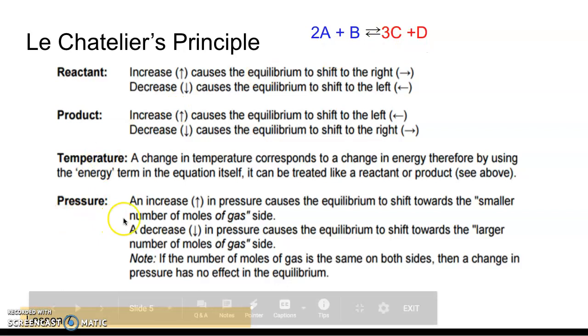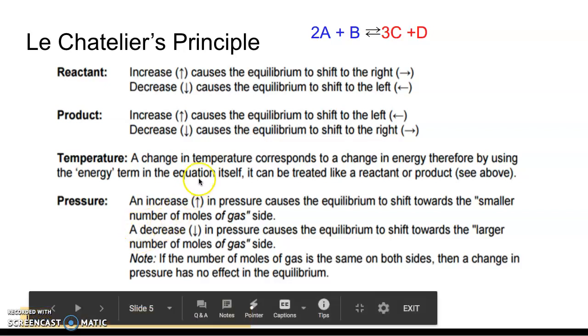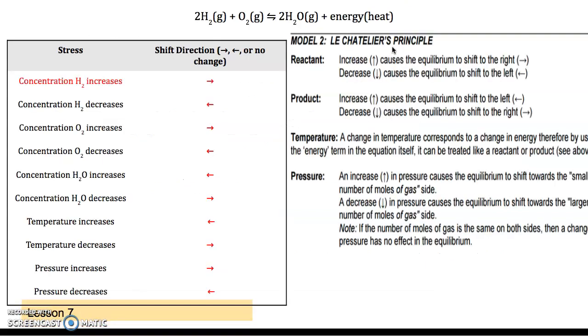Pressure is also something that can affect equilibrium. We're only concerned with pressure if it involves gases. If it's a liquid or solid, we do not concern ourselves in terms of how it will affect equilibrium. So let me show you an example.